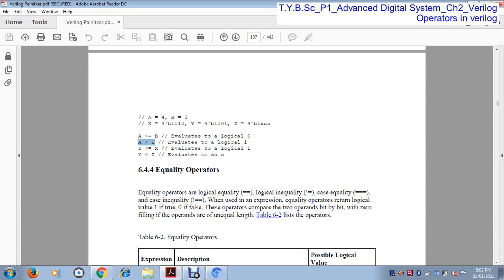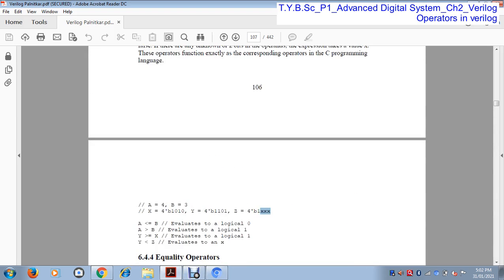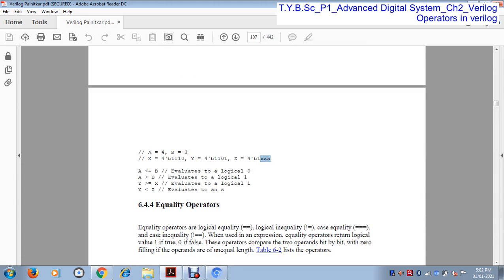And y less than z evaluates to x, because we know this x represents don't care, and we don't know the value of z, so here we evaluate to an x. Okay, so this is the relational operator. If the expression is true, then it gives the result 1.